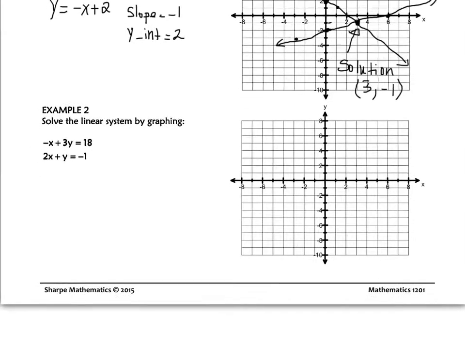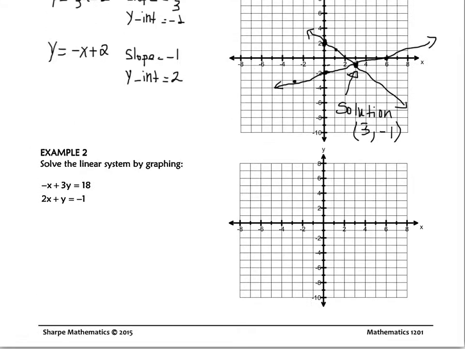Example 2, same type thing here, but this one is not written in slope-intercept form. So you can change it to slope-intercept form, which is what I usually do. You could use other methods of graphing as well, but for most of these ones, when you're solving by graphing, I find it easier to use slope-intercept form, plus it gives you good practice on slope-intercept form. So the first one, if we isolate the y term, we get 3y equals, bring that x over to the other side, we get a positive x, and the 18 is still positive because it doesn't move, stays on the right side of the equal sign, so it stays positive.